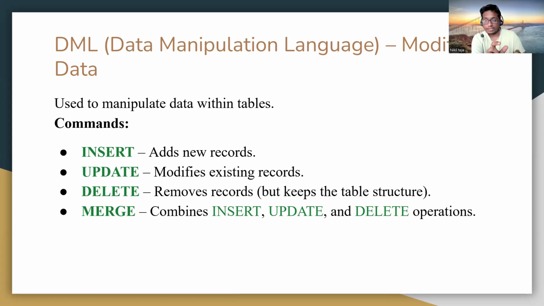If we use the delete keyword, we can delete specific rows or records from the existing table. It does not affect the table structure, but we can delete specific records or rows. Unlike truncate, which deletes all the rows and all the columns, in delete we can specify the data which we want to delete. Next is merge. Merge is nothing but it combines all three commands: insert, update, and delete.